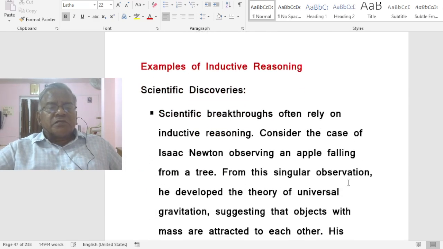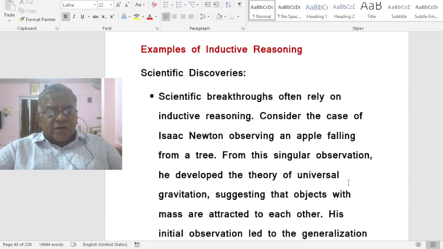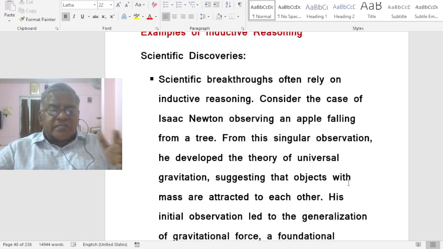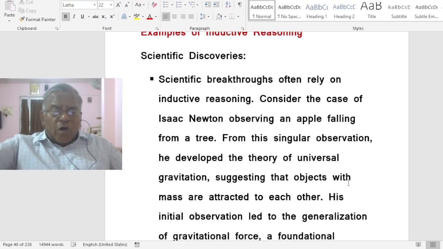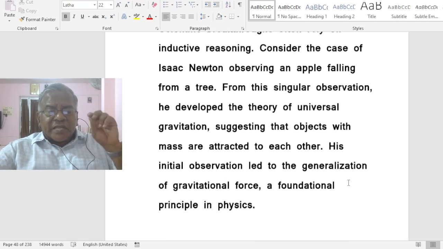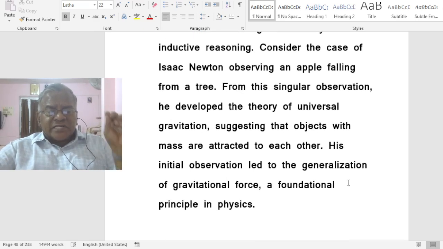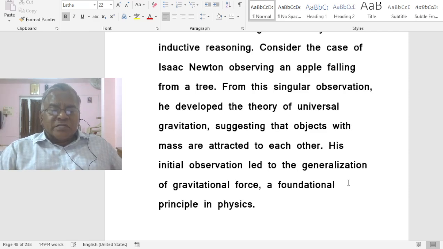What are the examples of inductive reasoning? Scientific discoveries often rely on inductive reasoning. Consider the case of Isaac Newton observing an apple falling from a tree. From this singular observation, he developed the theory of universal gravitation, suggesting that objects with mass are attracted to each other. His initial observation led to the generalization of gravitational force, a foundational principle in physics.